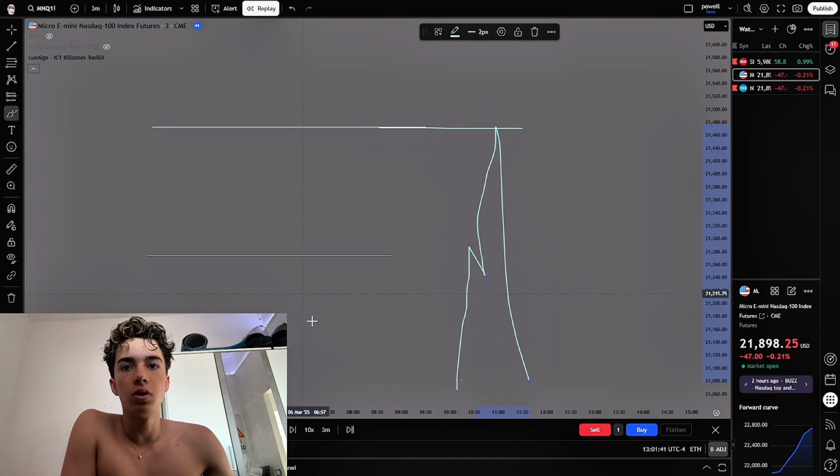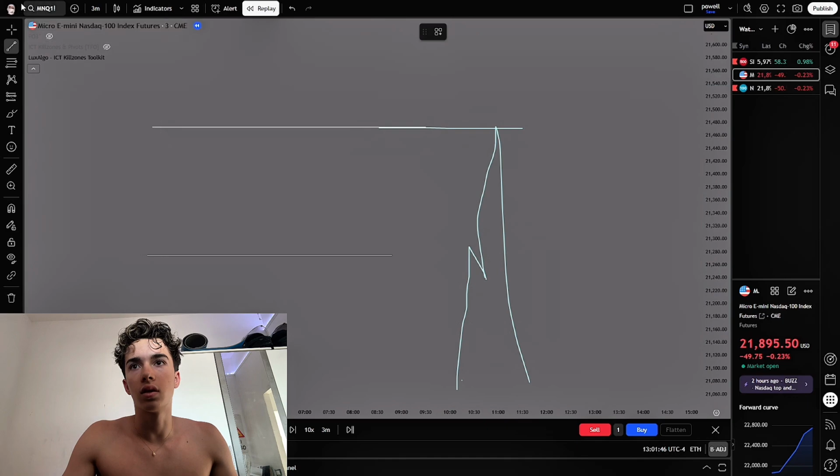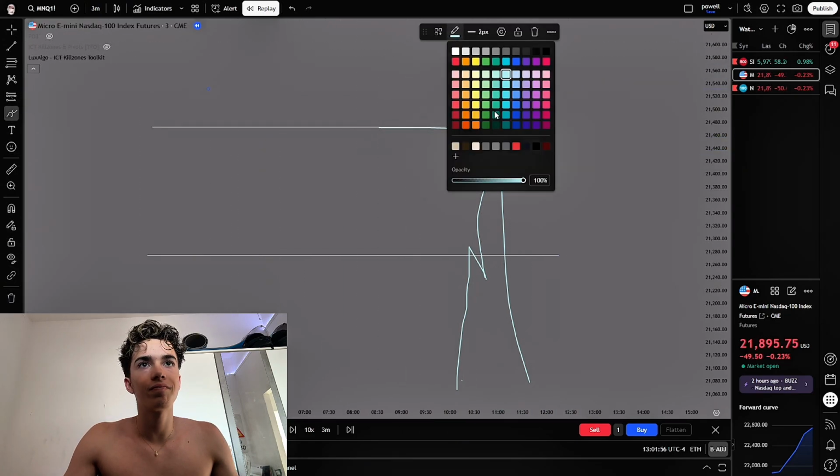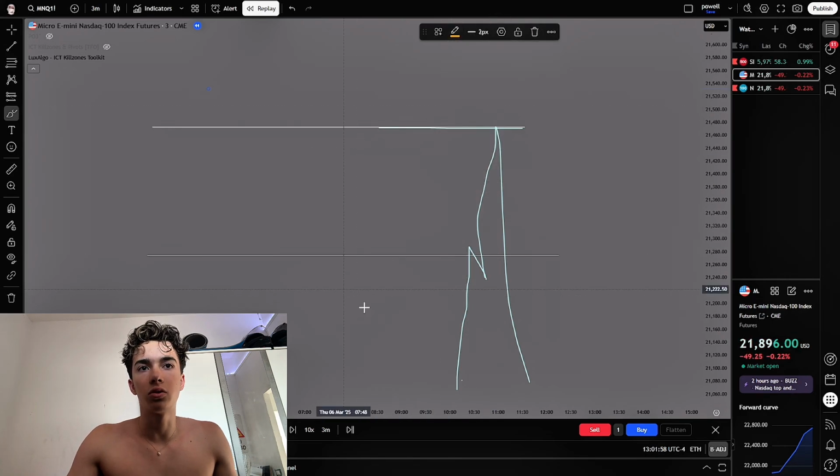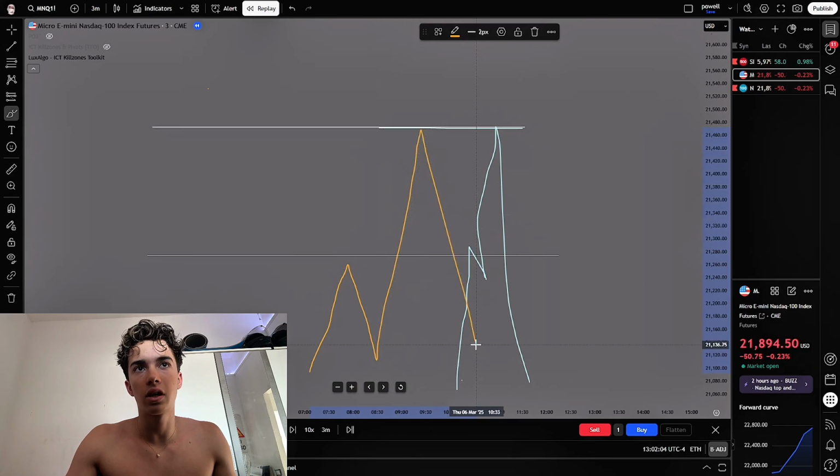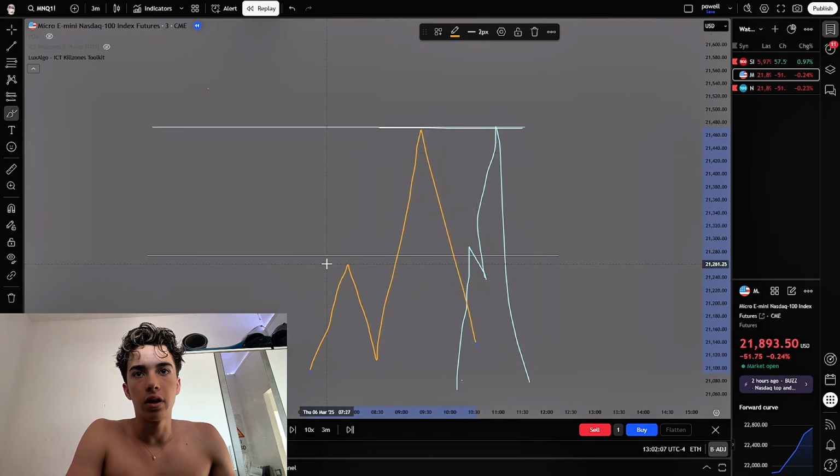What is also good is if the price does, let's do like this. Okay, let's do another example. What is also good is if the price does like this and this. That's also our entry. That's our engineer liquidity, and that's our entry.